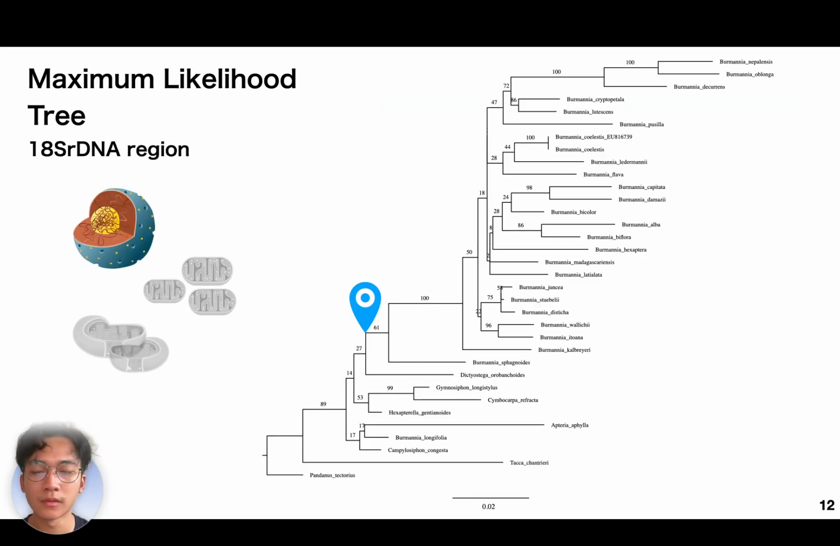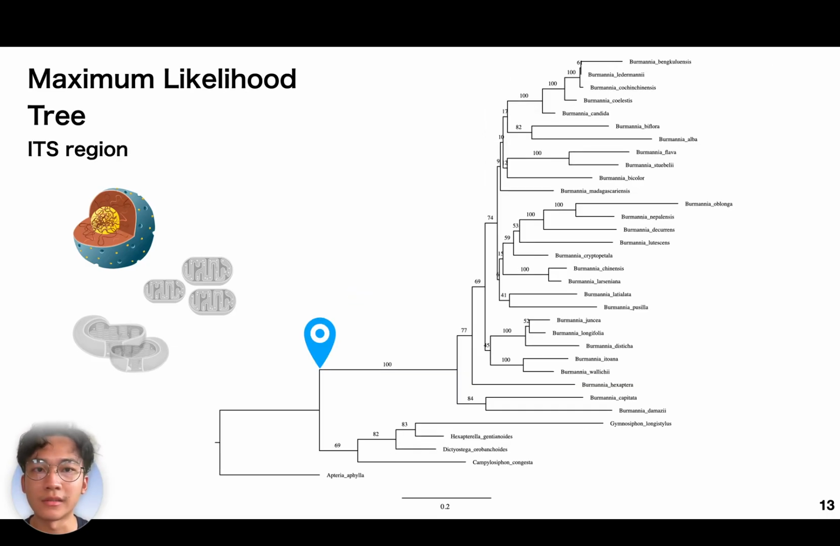And here are the results for the phylogeny. The first one starts with the 18S rDNA, which is from the nucleus. Here is the origin of the Burmannia, 28 of them. The 18S gets quite moderate support. Some are high, some are low, but I would say it is pretty decent for just one region.